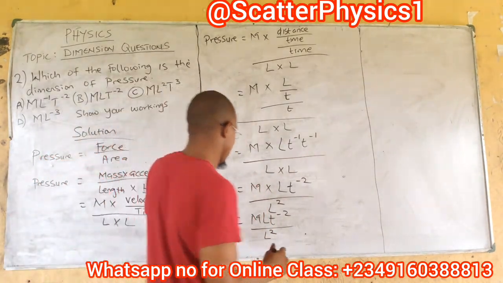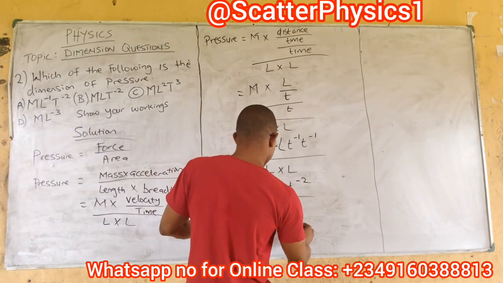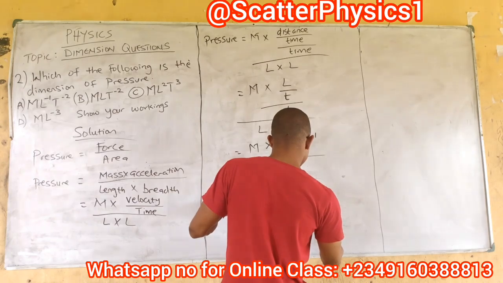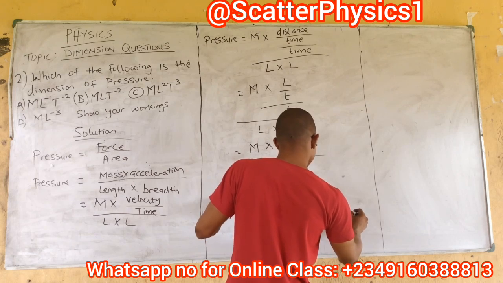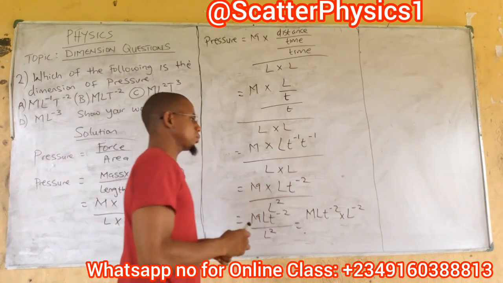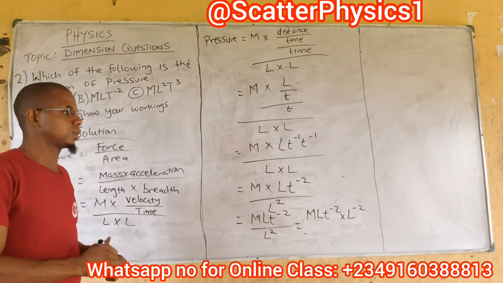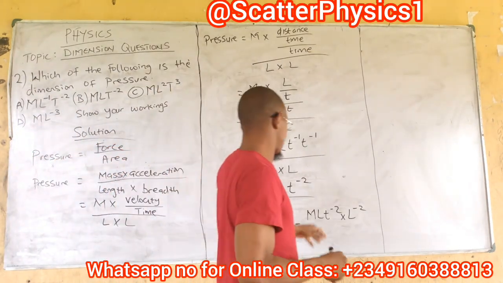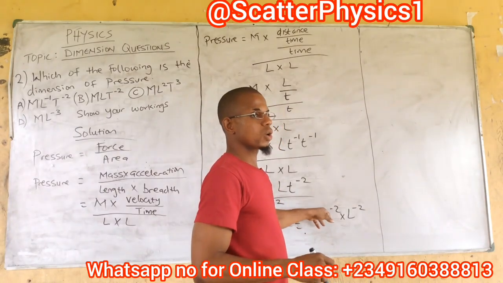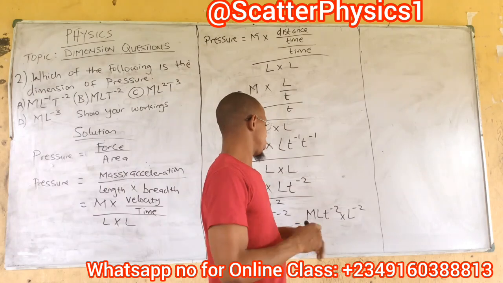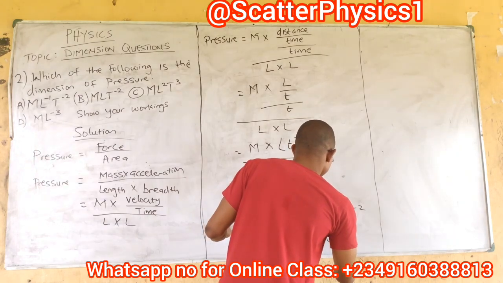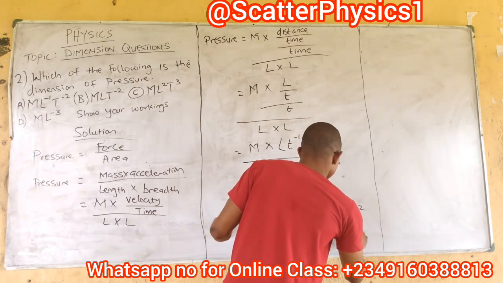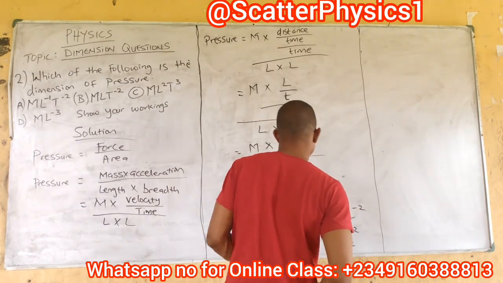Then equals M L T minus 2 times L minus 2. So we have 1 minus 2 is going to give us what? Because this is L, this is 1. So 1 minus 2 is going to give us minus 1. So we have M L minus 1 T minus 2. That is the answer for pressure.